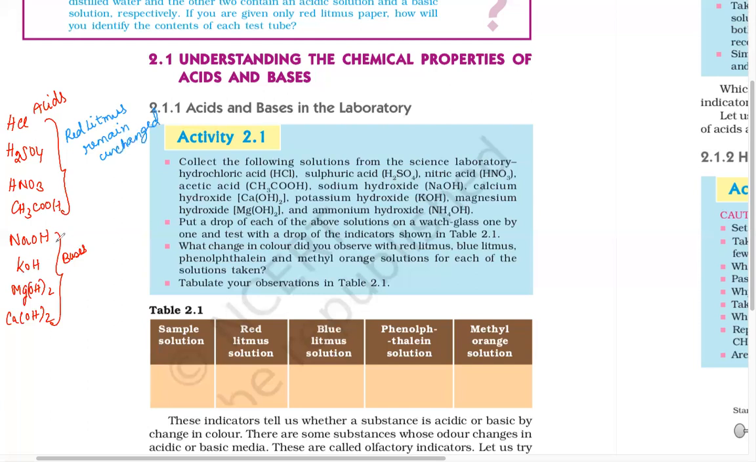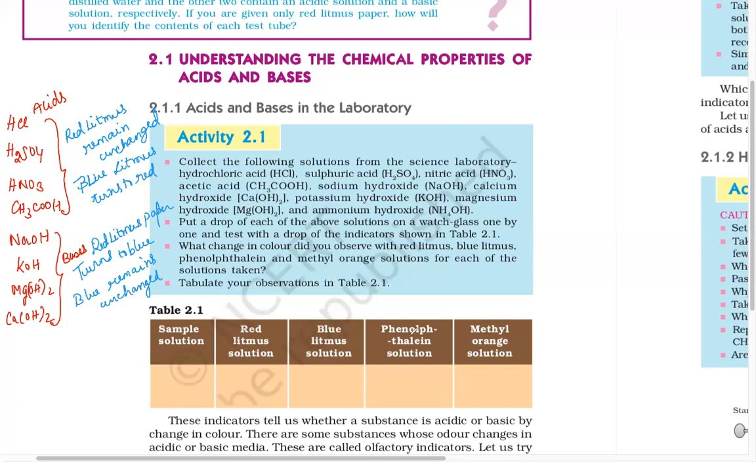What about blue litmus paper? For the bases, it will definitely change. Red litmus paper will turn blue. And what about blue litmus paper? For acids, blue litmus paper will turn red. And for bases, blue litmus paper will remain unchanged.